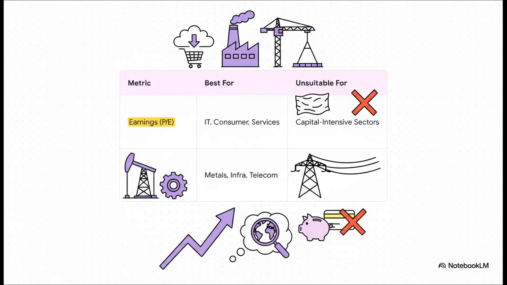And this is exactly why the calculator has two different valuation models. The earnings model, using PE, is fantastic for asset-light businesses like IT or consumer goods. But for those capital-heavy sectors, think metals, infrastructure, telecom, huge depreciation costs can really mess with the net profit number. So for those, you switch over to the OPM tab, which uses a metric called EV/EBITDA, to give you a much cleaner view of the business's actual performance.